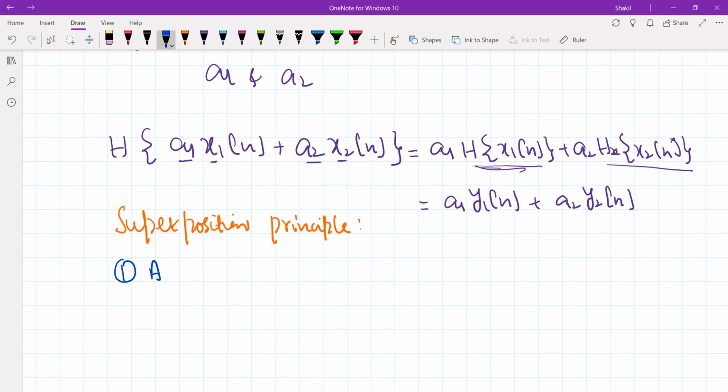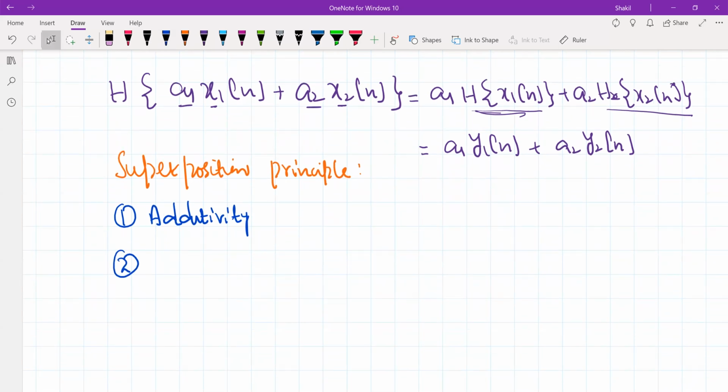One is called the additivity property, and another is called the scaling property or homogeneity property. So a system is said to be linear if it follows the principle of superposition, and superposition encompasses two properties: the additivity property, and the scaling or homogeneity property.